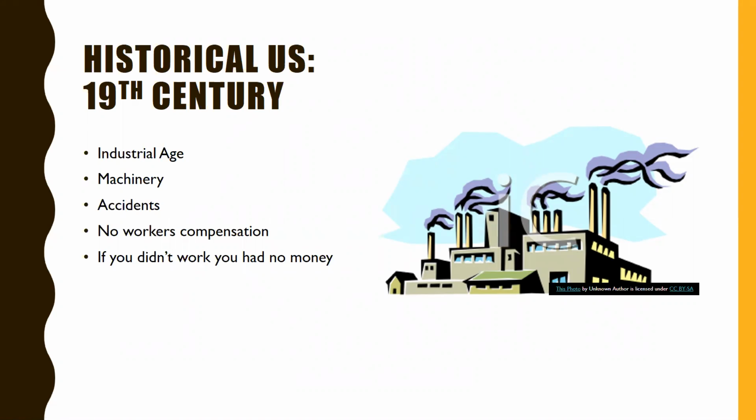Historical beginnings of healthcare in the United States began around the 19th century when the industrial age began. There were a lot of machineries, accidents, and workers had no compensation. So if they didn't work, they had no money. The unions are the people who began to work on a way to make sure that workers were insured after injuries happened.